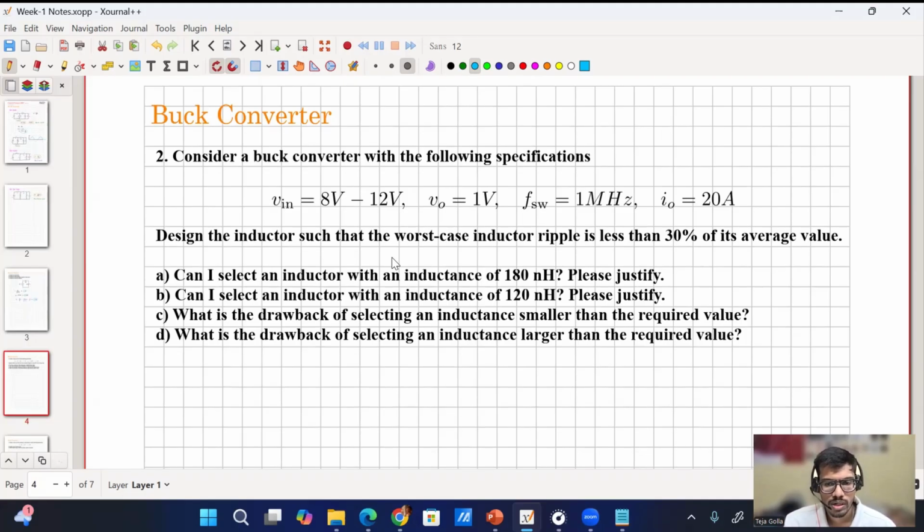Now there are subsequent questions. Can I select an inductor with an inductance of 180 nanohenry? If yes, please justify. The same I have asked for 120 nanohenry. Subsequently there are a few more questions. What is the drawback of selecting an inductor whose value is smaller than the required value, and vice versa? If it is larger than the required value, what will be the drawback or consequence of that? So how do we start or proceed with this question?